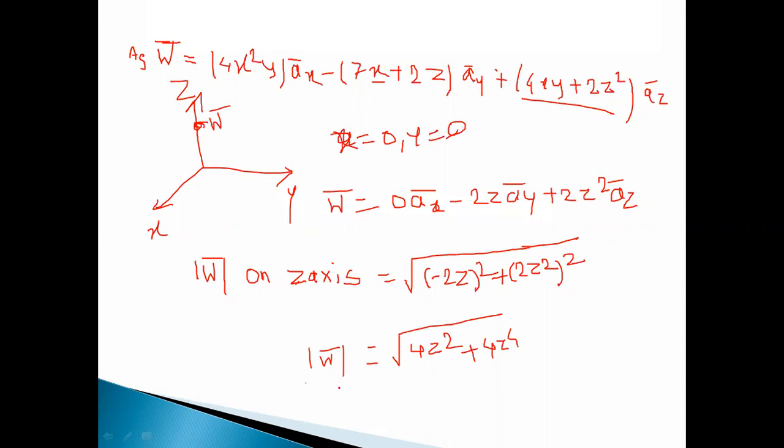Now, at what points on the z axis is the magnitude of the vector field unity? We have to find the points. Its magnitude is unity, so now just remove the square root. So you will get here 4z squared plus 4z raised to 4.